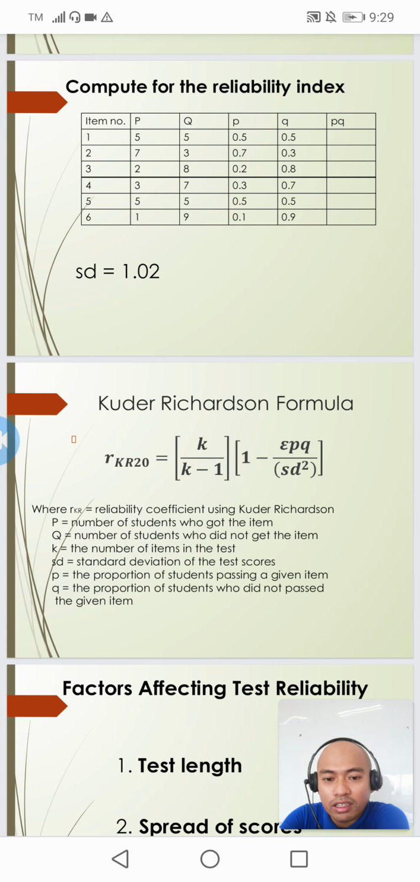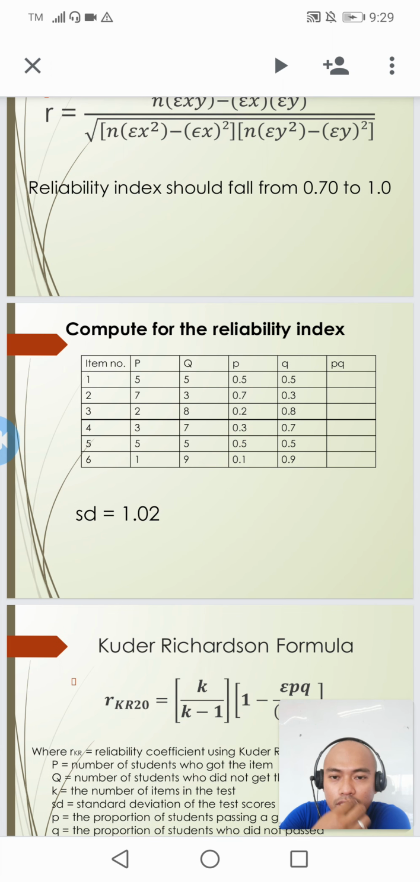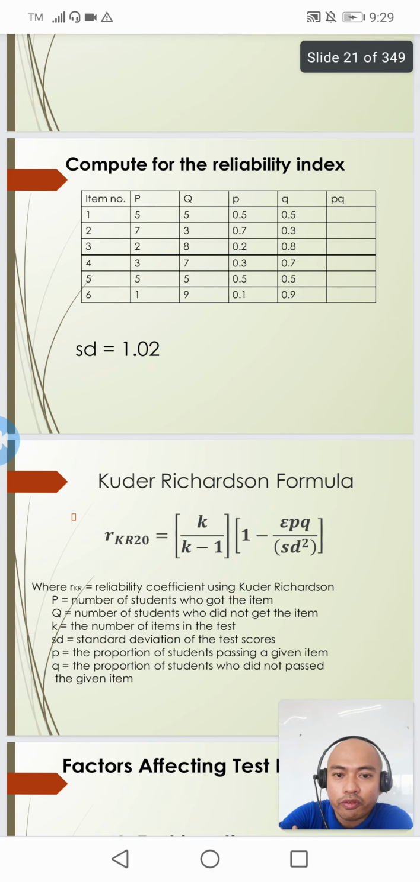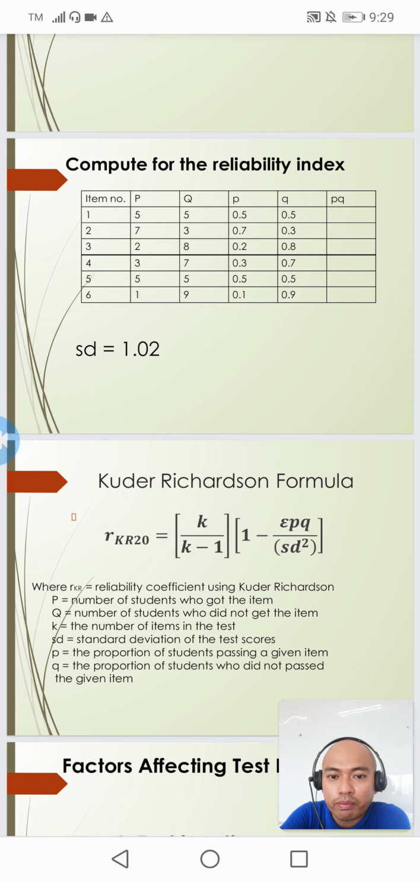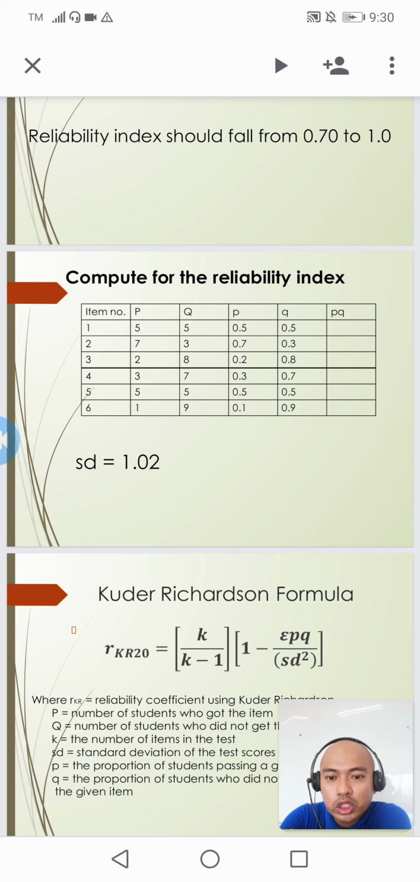And to facilitate the computation of the Kuder-Richardson formula, we will be basing it from this table. So meron kang capital letter P, meron ka ding small letter p, meron kang capital letter Q, meron ka ding small letter q. Later on, imo-multiply mo yung small letters p and q kasi yun yung kailangan natin in the formula on this part, summation of PQ. Okay? So ang P natin, these are the number of students who got item number 1, item number 2, up to item number 6.